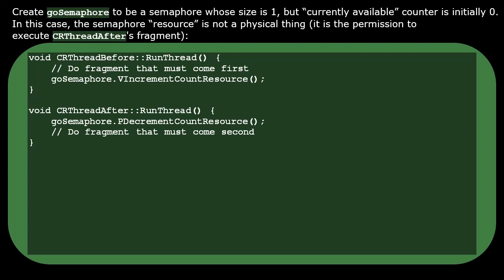Use a binary semaphore to synchronize this multi-threaded program. Like any binary semaphore, its resource count can be either 0 or 1. But in this case, start out that count at 0, because initially the after thread shouldn't yet have that permission. After the before thread is done with its work, it will call the increment count resource, which essentially will be granting the permission.